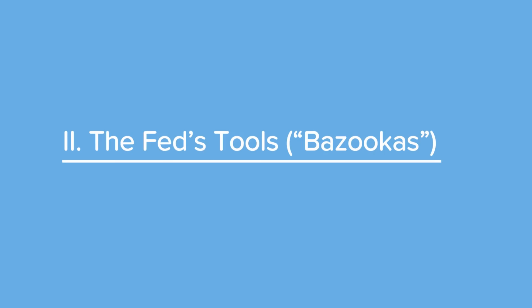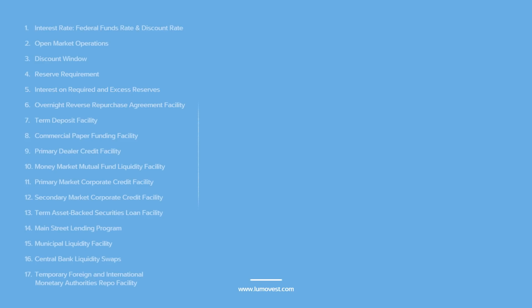So what are the different tools it has to control the availability of money in the economy? Here's a list of all the tools the Fed has in its arsenal to increase or decrease the money supply. Let's go through the list one by one. All of these tools have bizarre names, using a whole bunch of jargon. But don't worry, we'll break each one down for you in the simplest terms possible, so it becomes easy to understand.